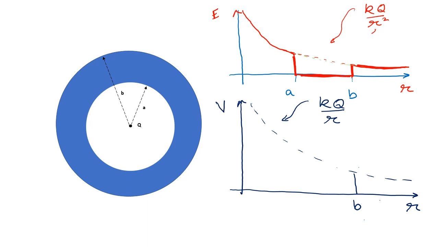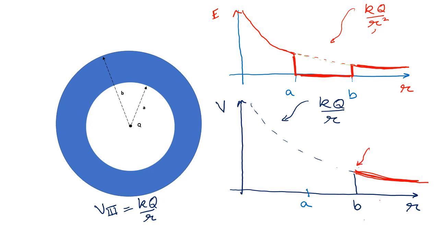Outside B, the potential just follows. Remember again, V3 was KQ by R. The potential simply follows the original line of a point charge. Then between A and B, in that region, the potential does not change.